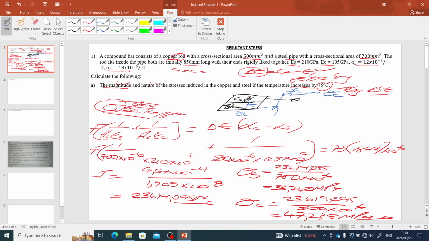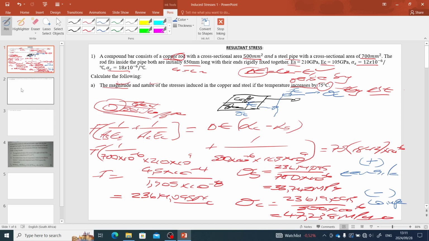Now we've managed to determine the nature of the stresses here. Your steel is experiencing tensile, then the copper is compression. Based on your book, tensile is the plus, then compression is the minus. We've managed to determine the nature of your stresses. This is how you tackle this question. Let's go to the second question.